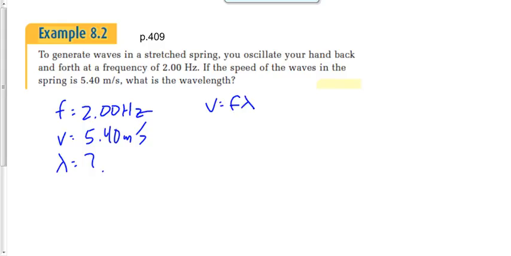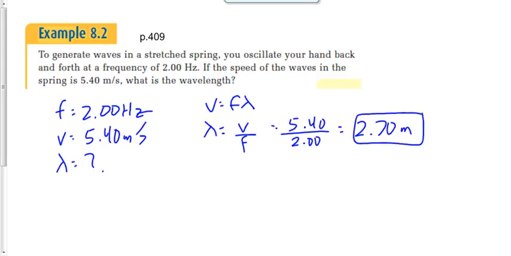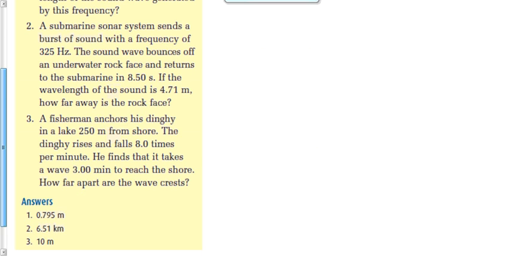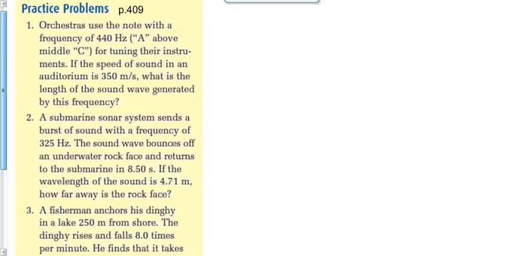v is equal to f times lambda. Rearrange it to solve for lambda. f goes down, becomes v over f. Becomes 5.40 meters per second divided by 2.00 hertz, which gives me 2.70 meters. The length of the wave, how big this wave is, how long this wave is, 2.70 meters. The distance over which the wave repeats itself. All right, we'll finish this off with a few practice problems on what we just learned. Remember, v equals d over t, v is equal to f times lambda. Anytime the wave is traveling in a medium and the medium isn't changing.